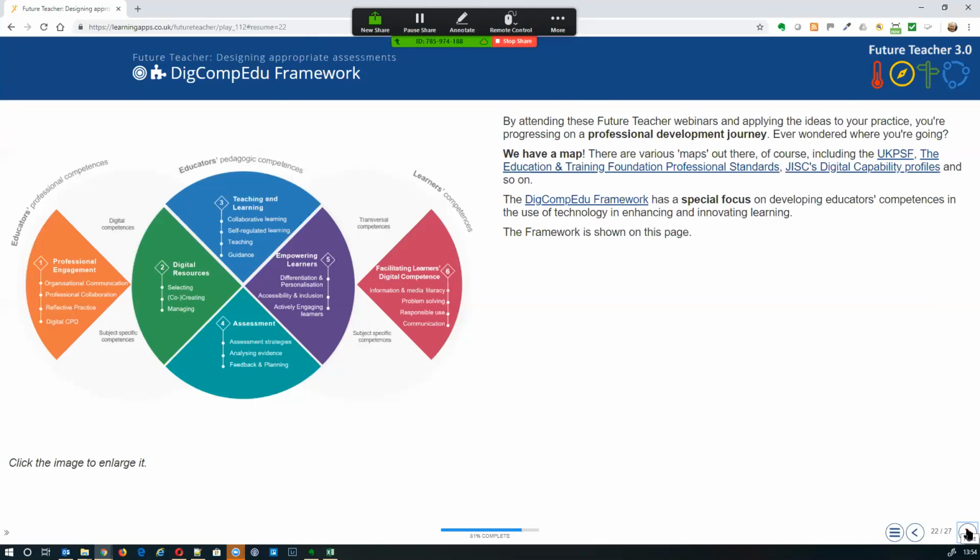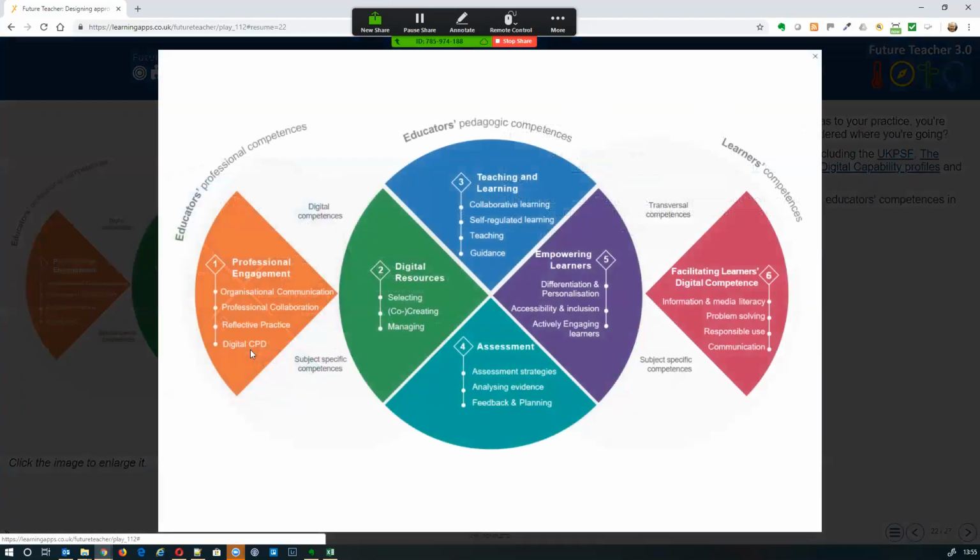Okay, so the DigComp Edu framework, this is what we're working to on the Future Teacher program to try and help you. Ron, do you mind clicking the image to enlarge it? To give you some way of mapping your experience with us against a framework.